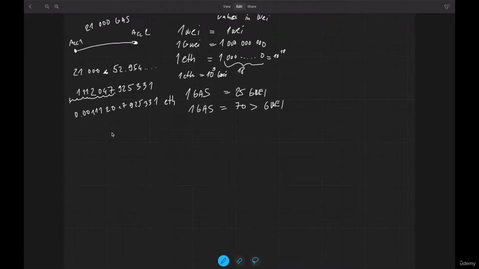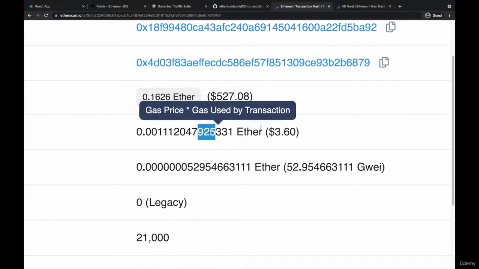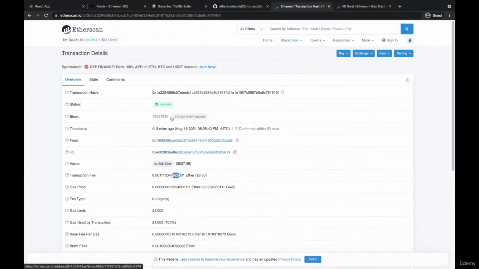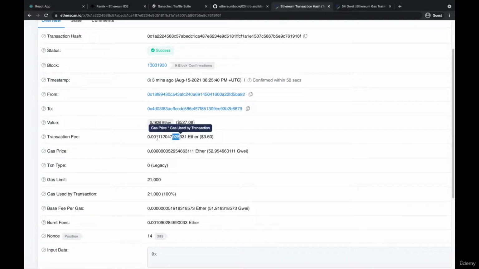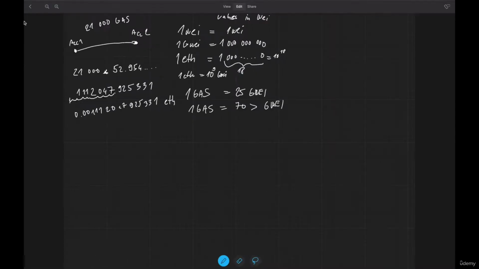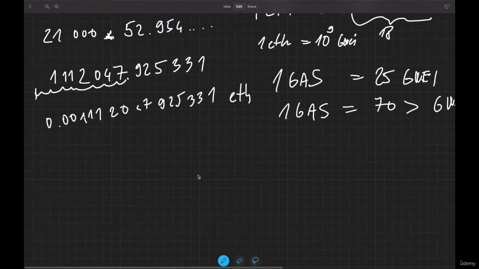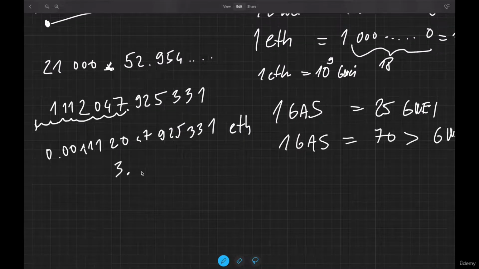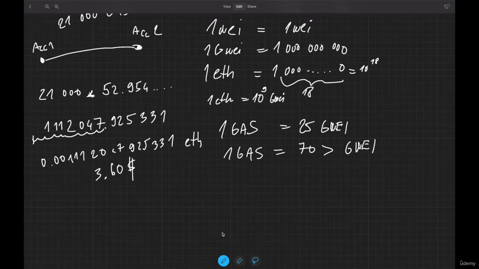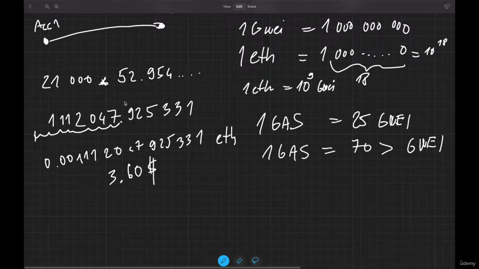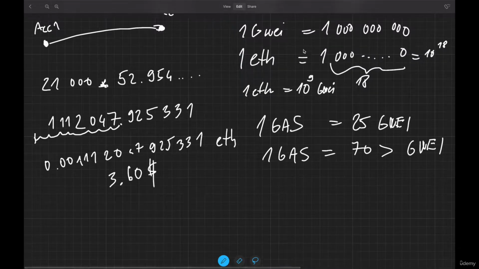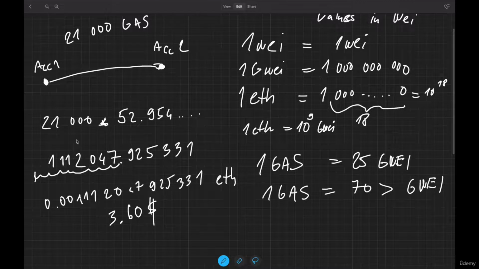And currently the value of Ether is, I don't know even how much it is right now, 3,241 for one Ether. So this 0.001047 Ether transferred to dollars is $3.60. Okay, so that's how you would convert it. So yeah, those are the denominations of ETH. We have Gwei, and also the other ones that we have basically computed.